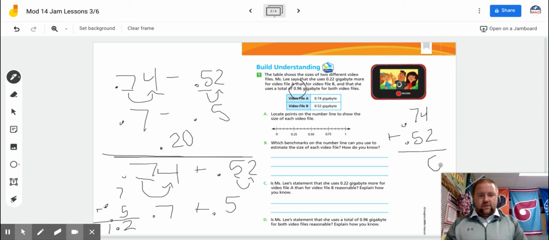4 plus 2 is 6. 7 plus 5 is 12. Carry my 1. Bring my decimal straight down. I get 1 and 26 hundredths.